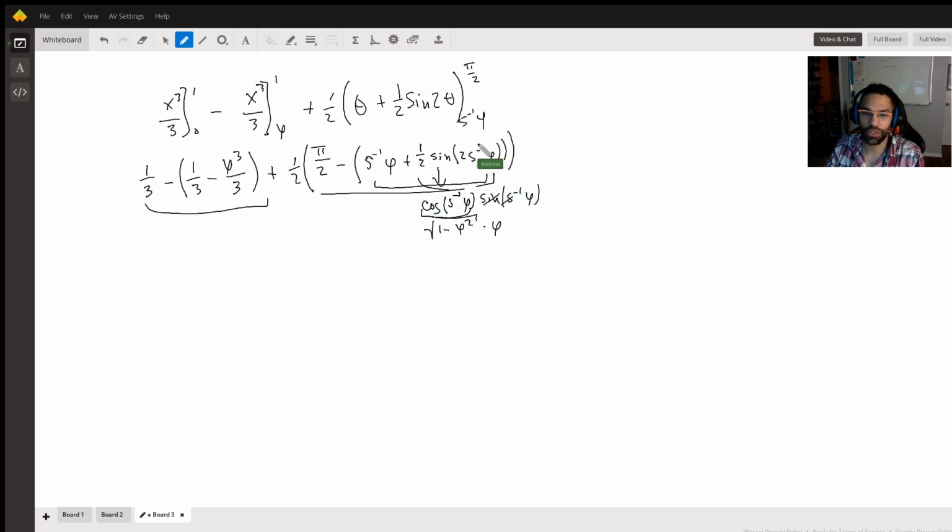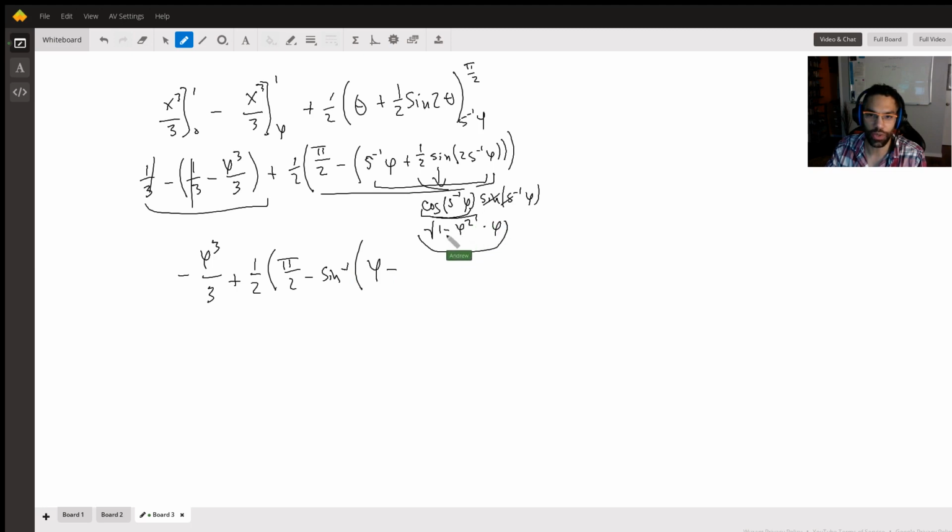This is how you would simplify this whole thing. So, after all is said and done, this is what that would equal. After we simplify everything, we have 1/3 minus 1/3, so these two cancel. And we're left with negative phi cubed over 3. And we're adding 1/2 times pi over 2 minus the inverse sine. So I'll write this out. Inverse sine of, now I am going to put the phi here.